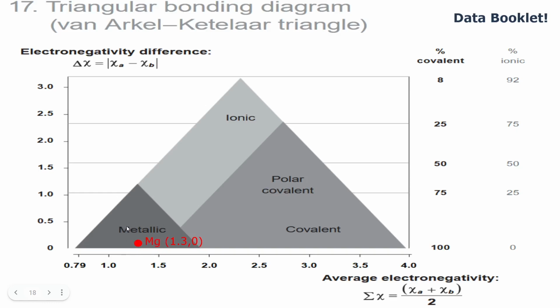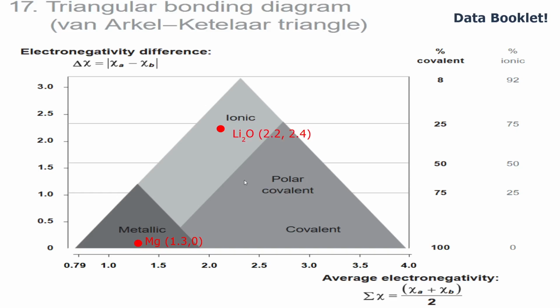Magnesium forms metallic bonding with an average electronegativity of 1.3 and an electronegativity difference of 0, because magnesium's electronegativity is 1.3 and it metallic bonds with itself. So it's going to be 1.3 plus 1.3, divided by 2, which just gets you 1.3 again, and the difference is 0 because 1.3 minus 1.3 equals 0. So if we follow the chart, 1.3 is going to get us here and 0 is going to get us here, and so that's going to be in this metallic section.